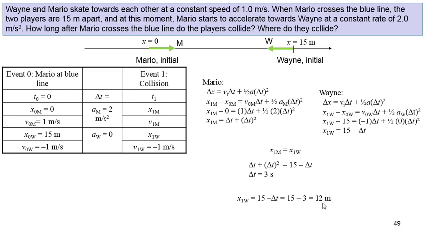Well, what does 12 meters mean? That's the coordinate system I set up where x equals 12. That means it's 12 meters to the right of my x equals 0, which is what I call the blue line. Or you can say it's 12 meters to the right of where Mario started, is another way to say it. And there we go. That's it.